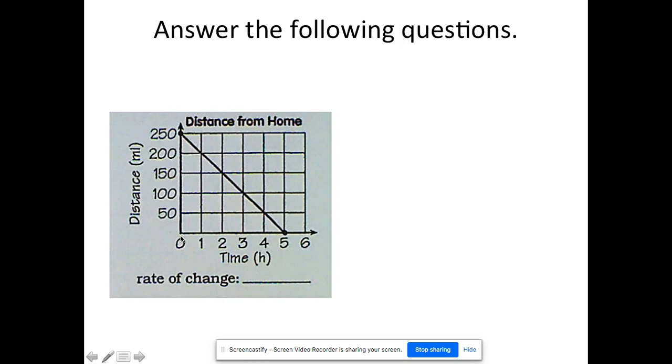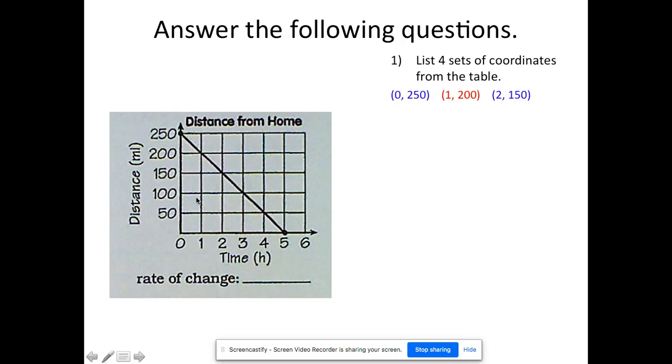So at 0 hours of our trip, we are 250 miles away. At 5 hours of our trip, we are 0 miles away. And that's what that is saying. And it says list 4 sets of coordinates from the table. It looks like this point goes through. So again, 250 miles away from home after 1 hour of our trip. After 2 hours of our trip, we are 150 miles away from home. So all those would be sets of coordinates.